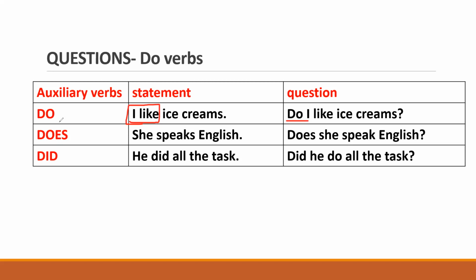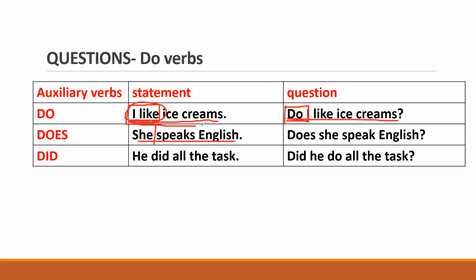So as of now, let me explain it to you. When it comes to a statement, do verbs actually do not appear in the positive statement. Rather, we need its help when it comes to negative or question. Example, I like ice creams. Here in like, actually it is I do like ice creams. That's why do comes in the front when we make a question: Do I like ice creams? She speaks English.